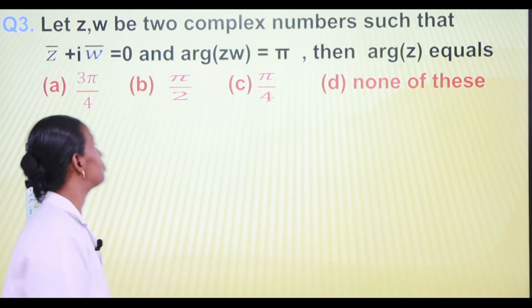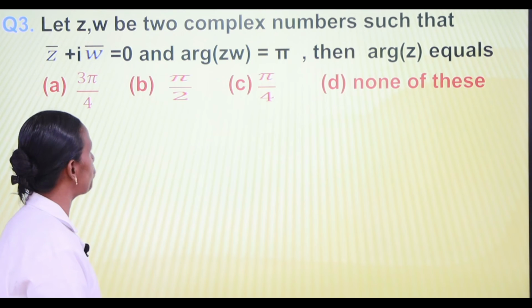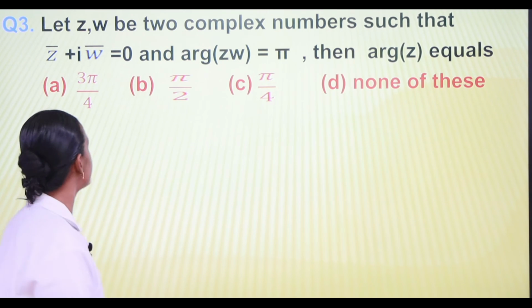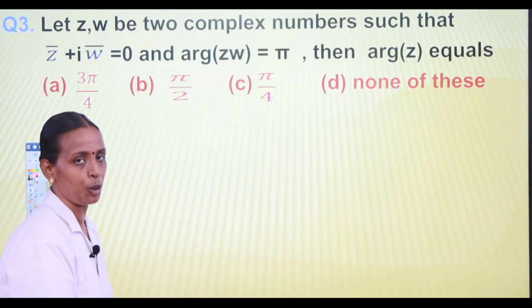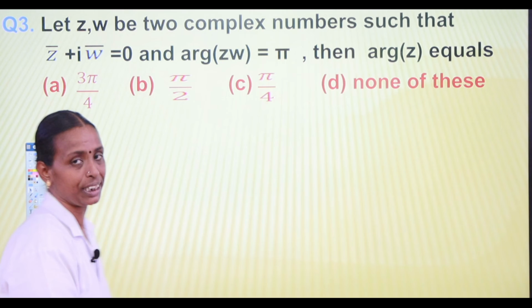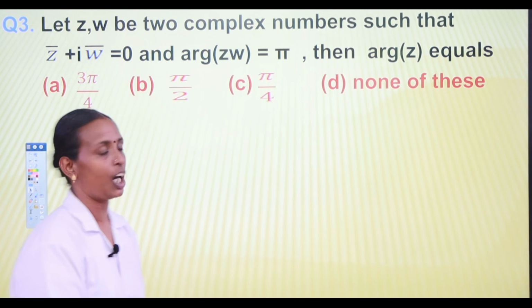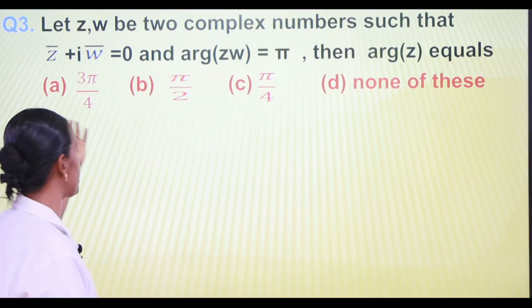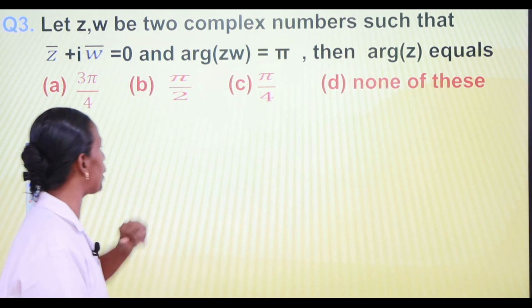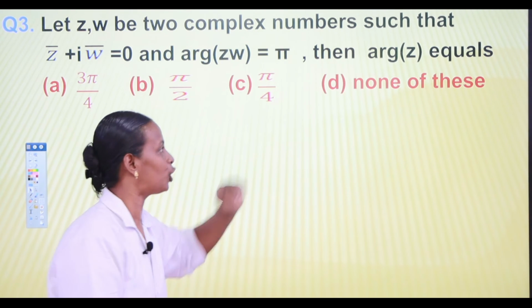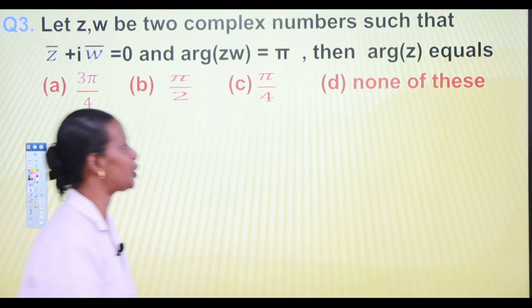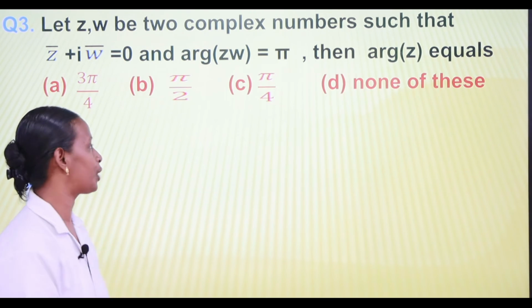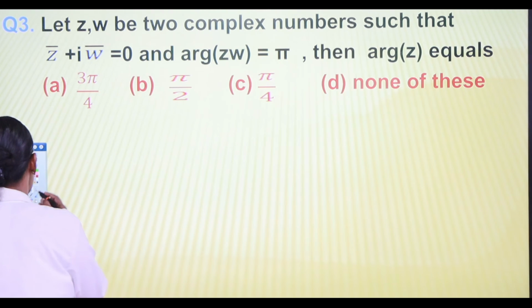Next, third one. Let z, w be two complex numbers such that z bar plus i w bar equals 0 and argument of zw equals pi, then argument of z equals: option A 3 pi by 4, option B pi by 2, option C pi by 4, option D none of these. We want to find the argument of z. Okay, now we are going to see the solution.